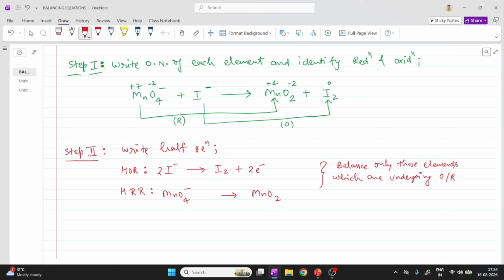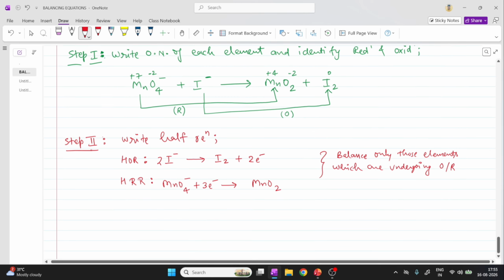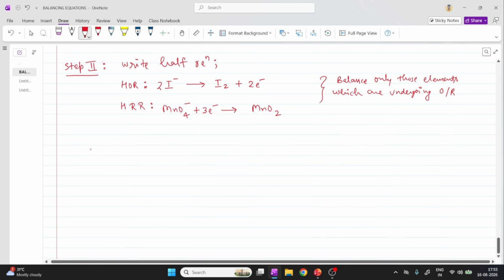Now what is the total transfer? This Mn is moving from plus 7 to plus 4. What is the difference? It is plus 7 and plus 4, that means it is accepting 3 electrons. You can also calculate this with the oxygen: 4 twos are 8, minus 1, so this is minus 7, so manganese is plus 7, and on this side manganese is plus 4, so the difference is 3. That means this particular process is accompanied by acceptance of 3 electrons. So this was the second step: we write the half cells, split them, and then write the total number of electrons.